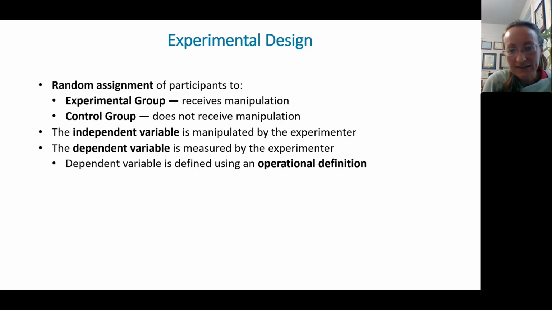So what's key about an experiment is that we are manipulating one variable. In a correlational study or a case study, the researcher doesn't intervene, right? You're just observing. But in an experiment, the researcher actually manipulates something. And that thing that we manipulate, right, the treatment that we do or do not give you or give you in different doses, is called the independent variable.